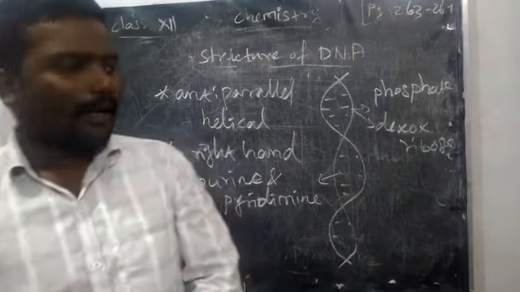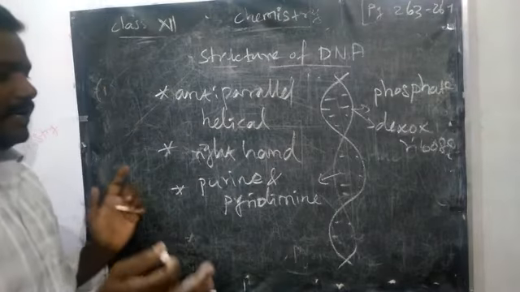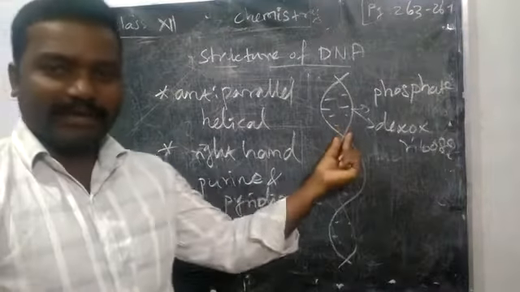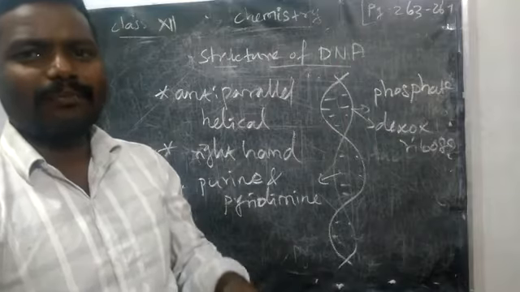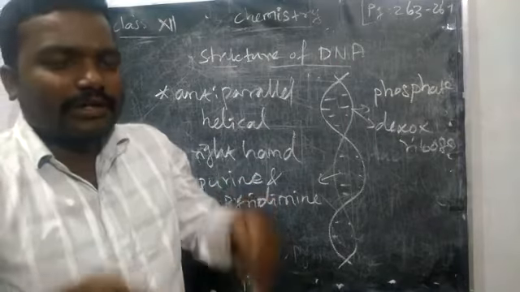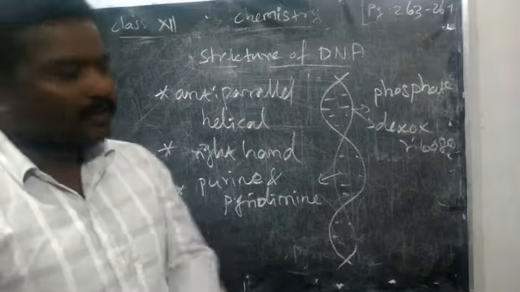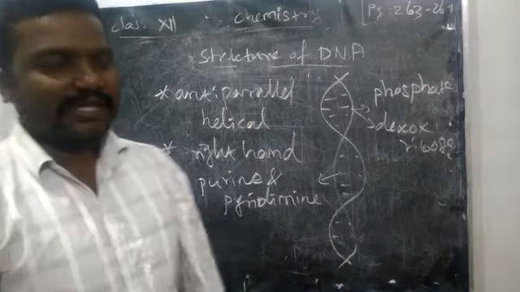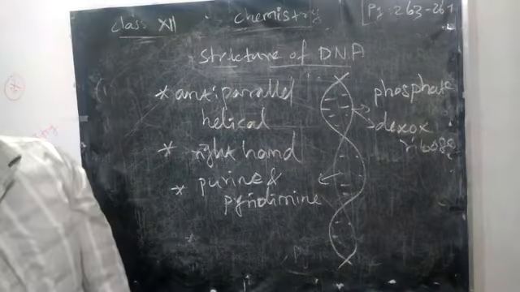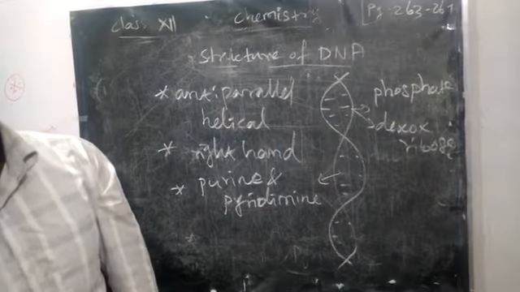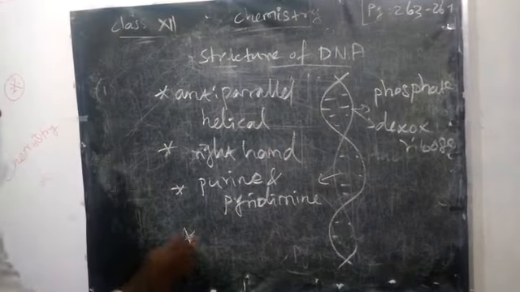Okay, and also they have a nick in that. What do you mean by nick? Some shorter and wider space. Why does this happen? Because of that, it is called a groove: major groove and minor groove.